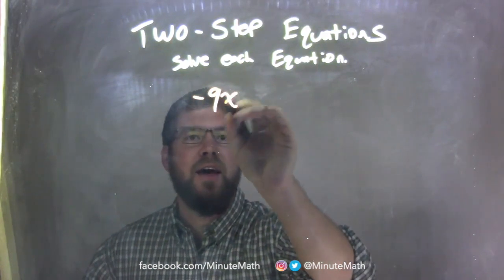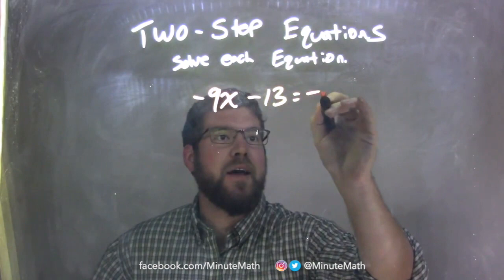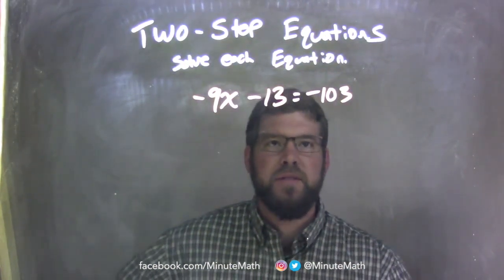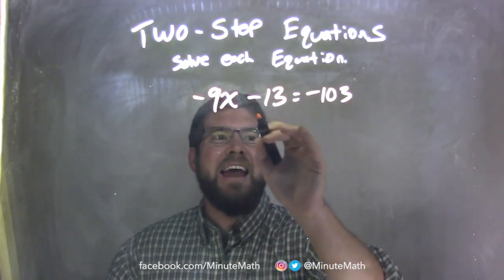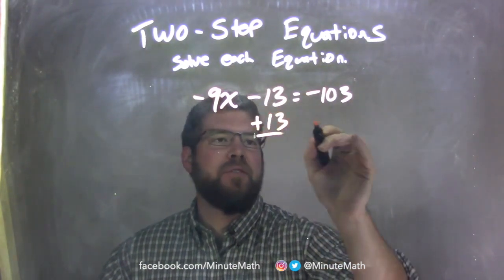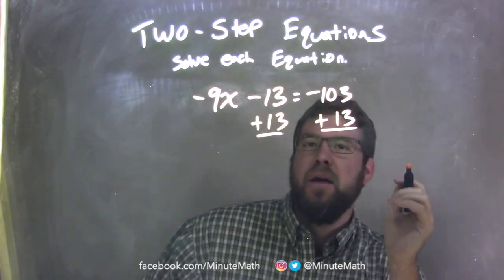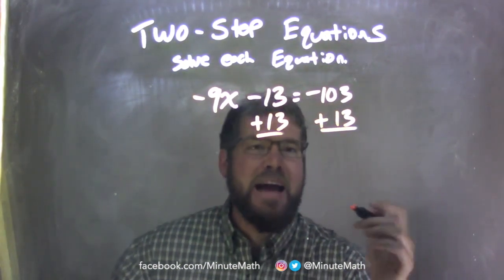Negative 9x minus 13 equals negative 103. So negative 9x minus 13 equals negative 103. Well, first step here is I want to add a 13 to both sides. I'm going to add a 13 because it's the opposite of that subtraction, minus 13. But what does that come out to be? Well, negative 103 plus 13 comes out to be negative 90.